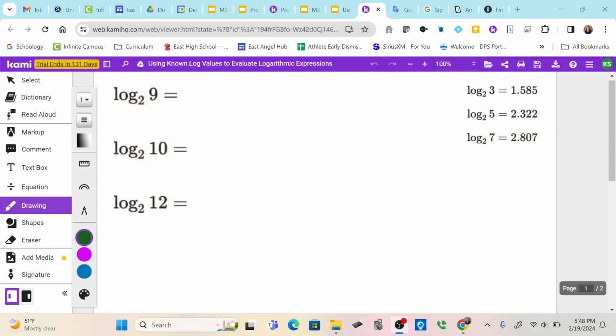Hello, this is Mrs. Scarpel, and in this video I'm going to show you how you can take the properties of exponents from our previous lesson and known values of some logarithms to evaluate a logarithm without necessarily having to use the calculator to find the value. So I have 3 examples here, and then I have another 3 on my next slide.